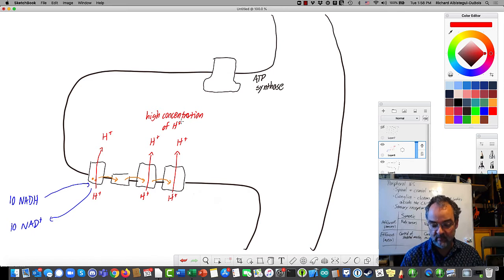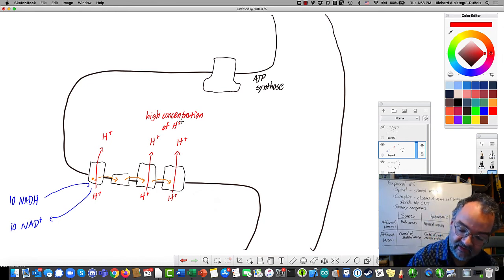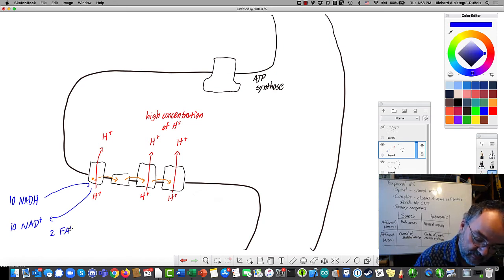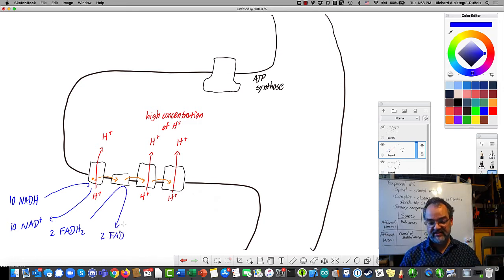Now, what good does that do us? Well, we now have this last protein here, ATP synthase. I should also mention that the FADH2 can also drop its electrons here. If I remember, there's some evidence that it drops them on the second one. And those electrons just get passed down the chain the same way.